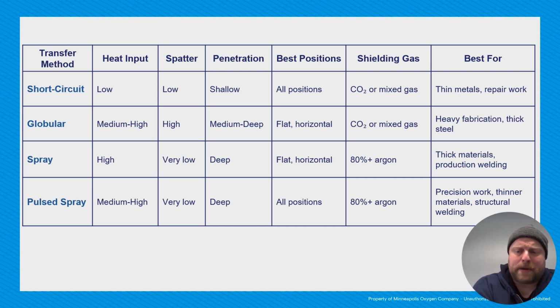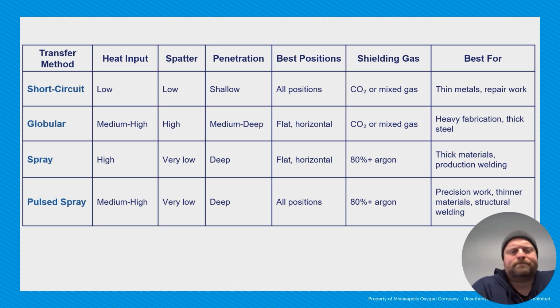All right, quick comparison chart of these four transfer methods. So short circuit, low heat input, globular medium high, spray high, pulse medium high. Spatter really low for things like pulse, pretty high for globular. Penetration, deep penetration for spray, shallow for short circuit. Globular and spray, flat horizontal, other two all positions. Shielding gas, CO2 or mixed gas. For spray and pulse, we're going to need above 80% argon.